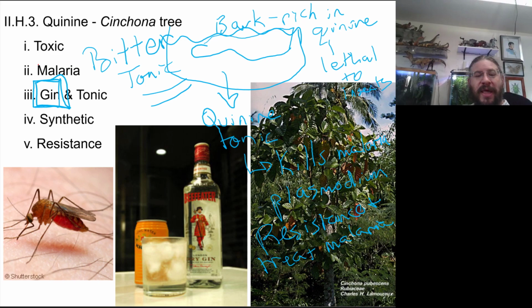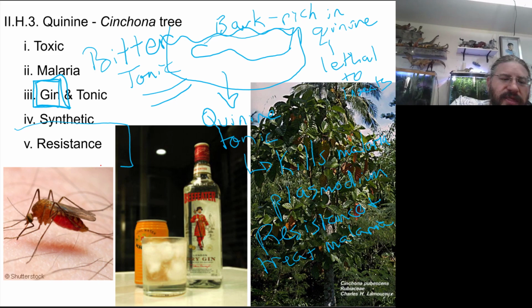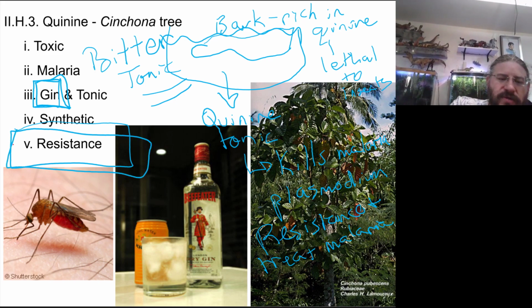So we can, of course, make quinine synthetically now, which is pretty cool. And the synthetic drug is more effective against malaria than the bark-soaked tonic. So that's kind of cool. Of course, being so effective against the malaria plasmodium means you have an evolutionary pressure on the malaria plasmodium. And so the malaria plasmodium has become resistant to quinine.